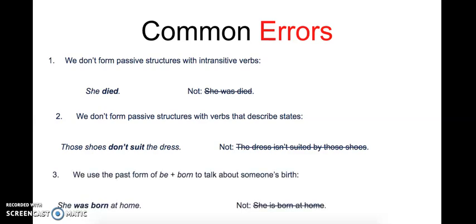Number 3. We use the past form of be plus born to talk about someone's birth. So we don't say, she is born at home. We say, she was born at home, using the past form of the verb to be.